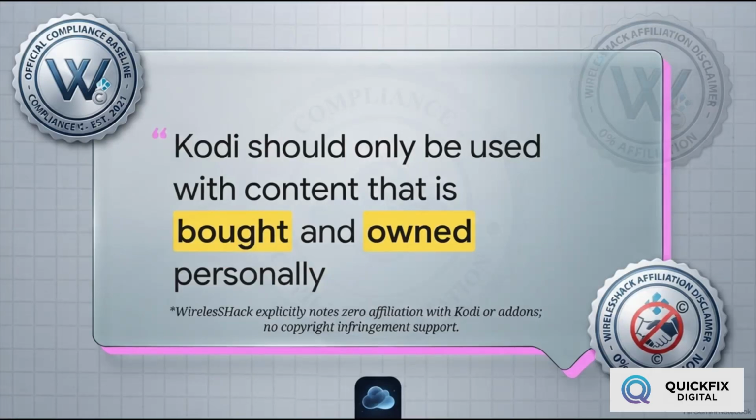Now, before we start plugging in URLs, we really need to anchor this setup with an official compliance disclaimer from Wireless Shack. It clearly states, Kodi should only be used with content that is bought and owned personally, or is in the public domain. Wireless Shack explicitly notes that they have absolutely zero affiliation with Kodi, any add-ons or builds, and they do not support copyright infringement in any way. It's just super important to establish this realistic corporate baseline before we dive into the deployment.